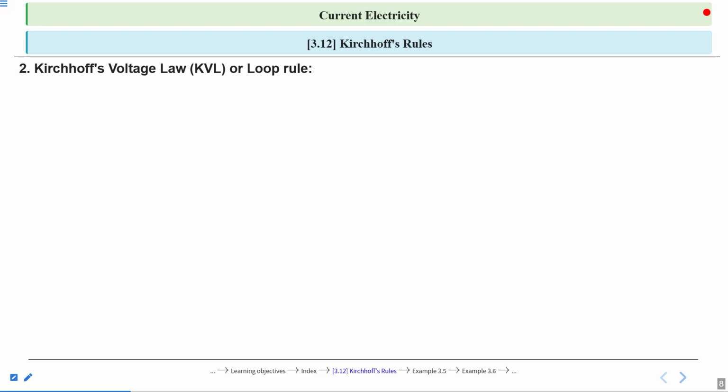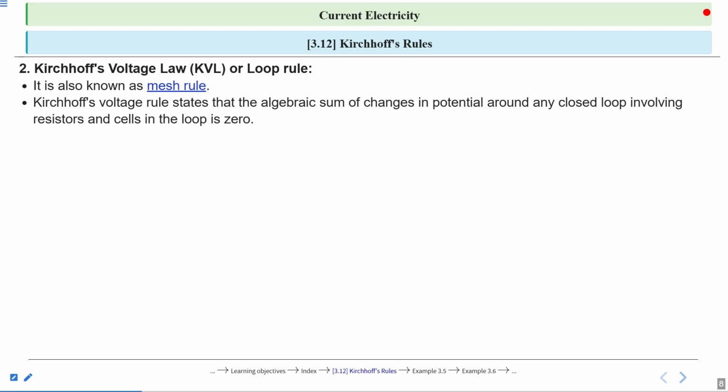Kirchhoff's voltage law, or loop rule, is also known as the mesh rule. Kirchhoff's voltage rule states that the algebraic sum of changes in potential around any closed loop involving resistors and cells in the loop is zero. It is a simple sum of the changes in potential across various components around any closed path. These components can be resistors, and these components can be cells.